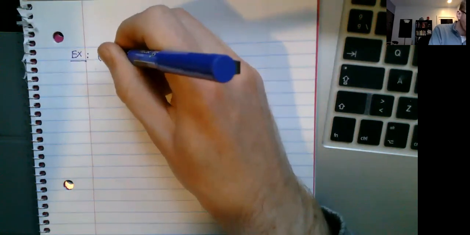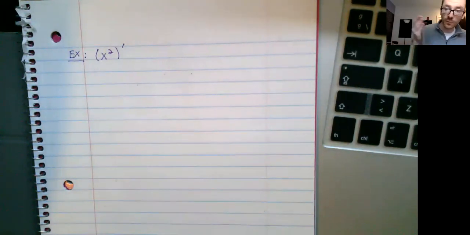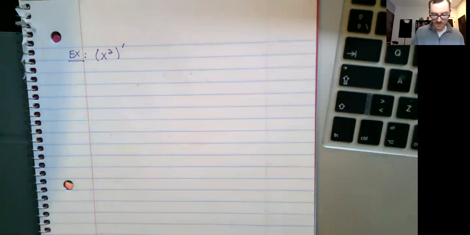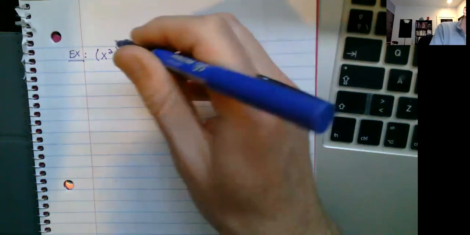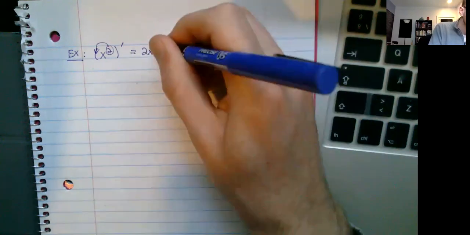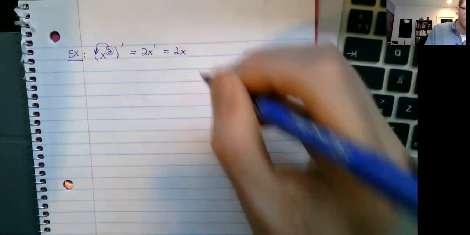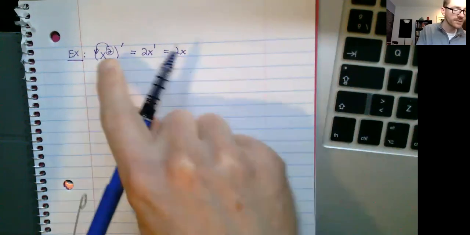What is the derivative of x squared? That's what this notation means: x squared in parentheses with a prime means the derivative of x squared. We computed this manually. But according to the power rule, all that happens is the 2 comes down, so you get 2x, and then you subtract 1 from the exponent. So that's 2x to the 1, which is 2x. The end. That's the derivative of this function.